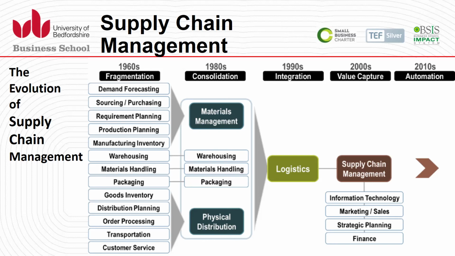For example, in the 1980s, organizations discovered new manufacturing techniques that allowed them to reduce cost and become better at competing in different markets worldwide. And you can see the consolidation. And then integration was the more important key development within the evolution of supply chain management. And then the value capturing.